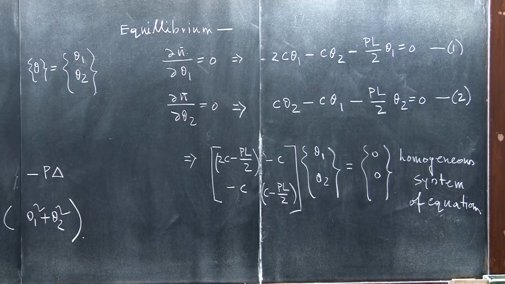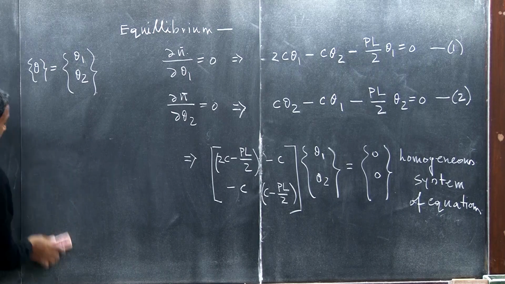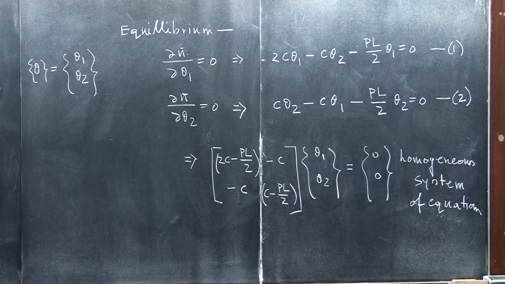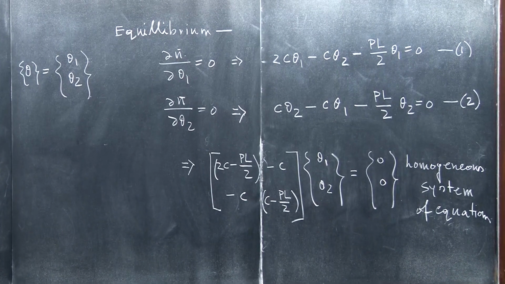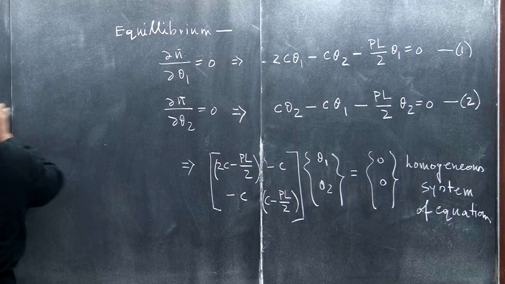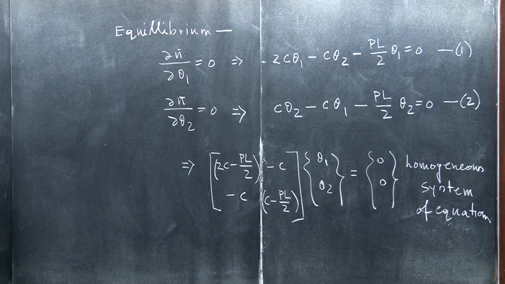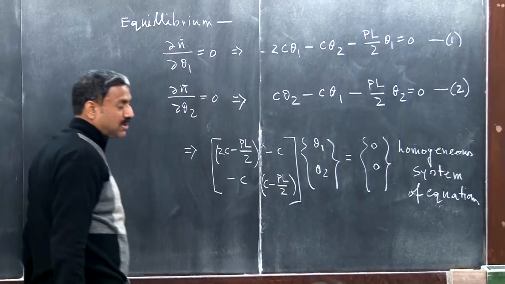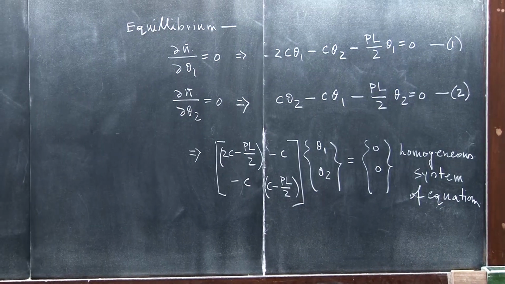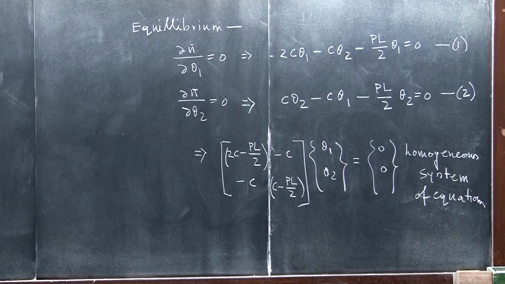There can be a trivial solution where theta 1 is equal to 0, theta 2 is equal to 0. That means whatever be the system, that's a trivial configuration, right? If theta 1 is equal to 0 and theta 2 is equal to 0, then there is nothing but the vertical configuration. There is no perturbation, right? But if equilibrium has to be maintained in a perturbed configuration, then you have to solve this.